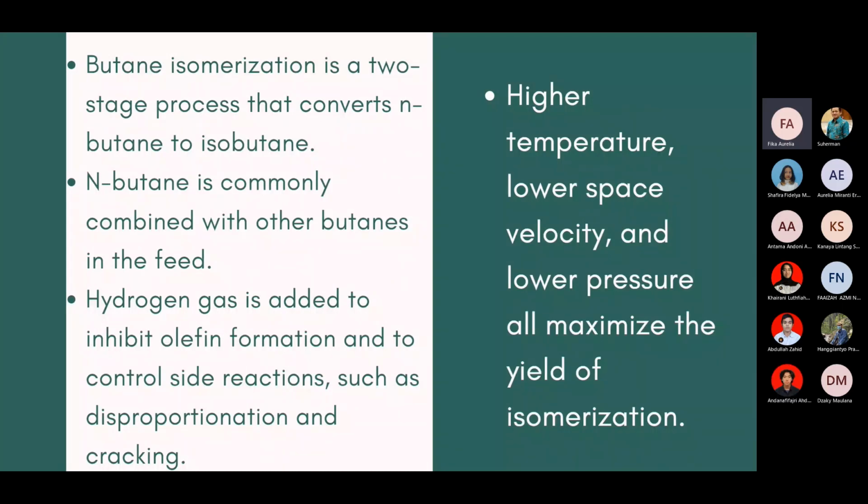As I explained just now, butane isomerization is a two-stage process that converts n-butane to isobutane. N-butane is commonly combined with other butanes in the feed. Hydrogen gas is added to inhibit olefin formation and to control side reactions such as disproportionation and cracking. Higher temperature, lower space velocity, and lower pressure all maximize the yield of isomerization.